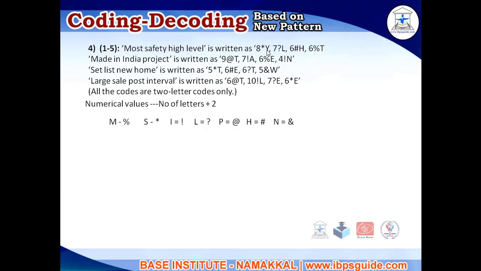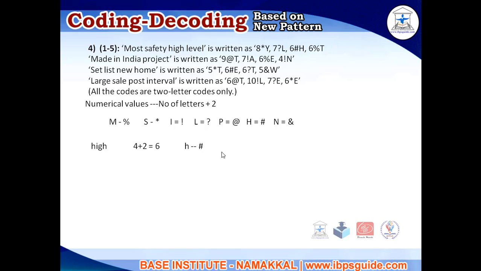Here we can take the word high, it has 4 letters, so the numerical word code should be 4 plus 2, that is 6. And also while comparing with other words, we can get the idea. H denotes the hash symbol, and then the last letter of the word high would be H.